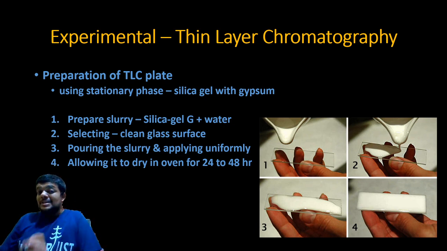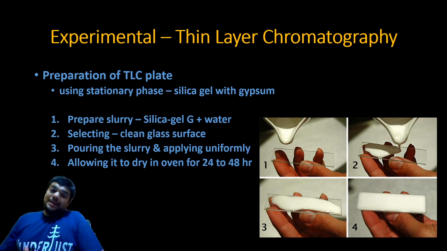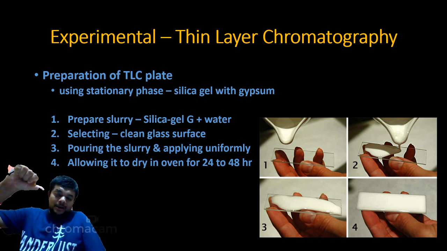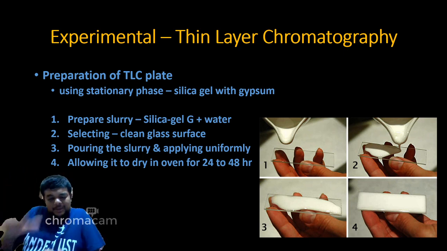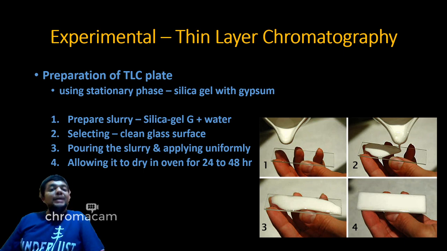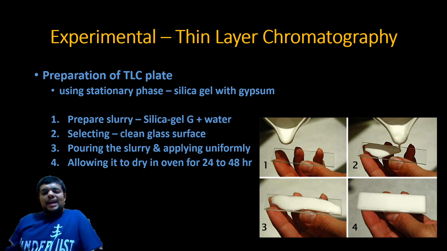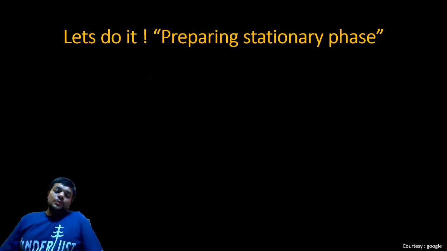These are the steps to be performed by a student or a professor in the laboratory, and these are the four snaps that were taken to show you how the slurry is coming onto the glass, how it is falling, how we are adjusting it, and how it is becoming a plain surface. But as said, animated videos or pure videos play a very important role in understanding how to prepare a stationary phase thin layer chromatography plate. So let's do it. Let's prepare.